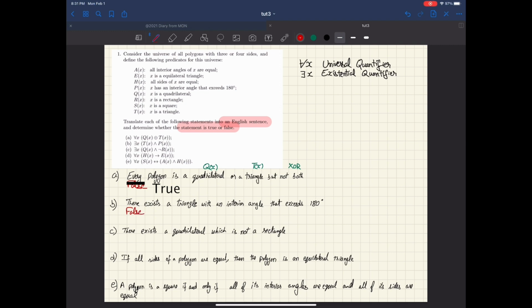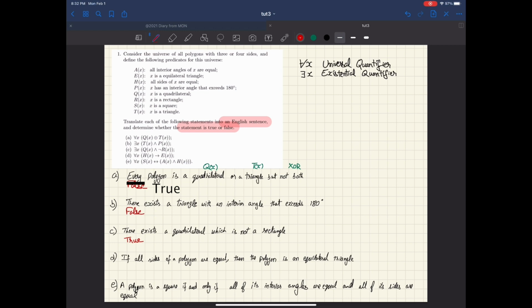For the third, we have there exists a quadrilateral which is not a rectangle. Again, this is true because a quadrilateral could be a trapezoid. It does not have to be all 90 degrees. So it's true. For part D, we have if all sides of a polygon are equal, then the polygon is an equilateral triangle.